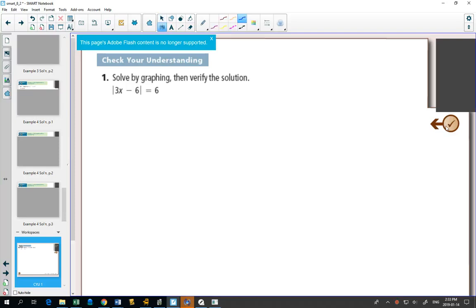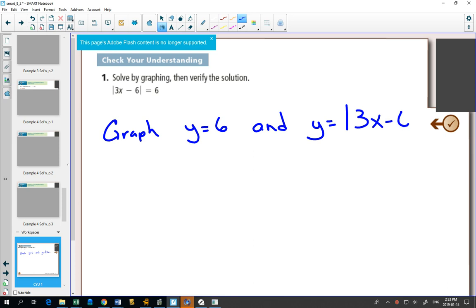We start with solving absolute value equations by graphing. So what do we need to do? We need to graph y equals 6 and y equals the absolute value of 3x minus 6. Maybe I'll change this one to green.